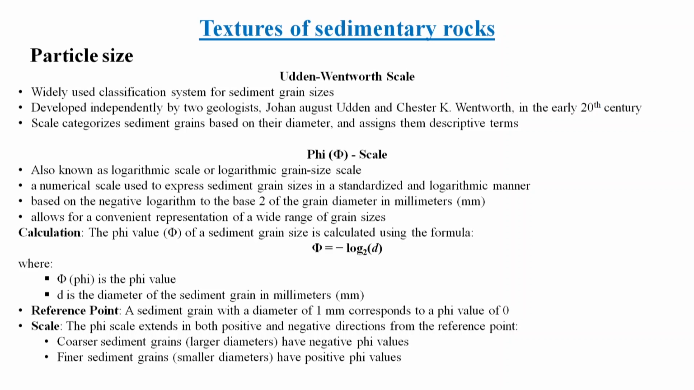So, the phi value is equal to the minus of logarithm base 2 of the diameter, phi = -log2(d). So, d is the diameter of the sediment grain, that has to be in millimeters. So, that is the scale, and for reference you can always say that a sediment grain with a diameter of 1 millimeter corresponds to a phi value of 0. So, you can also say from this that if your rock is having coarser sediment grains or coarser particles in it, then it will have a negative phi value.